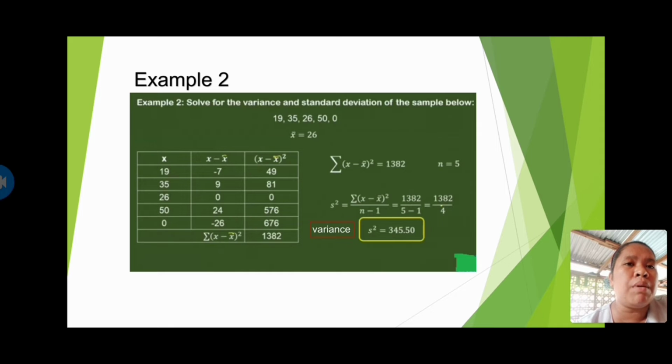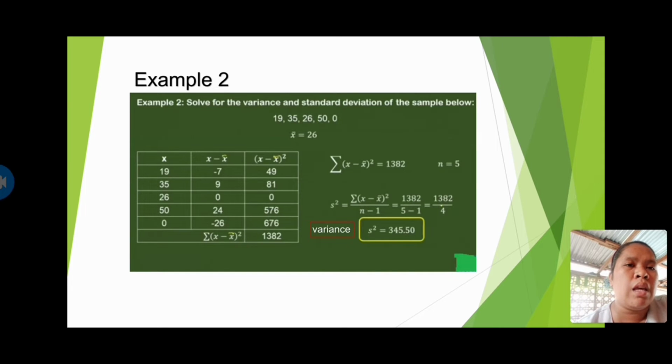Example number 2, solve for the variance and standard deviation of the sample below. We have 19, 35, 26, 50, and 0. So again, the value of our mean here is 26. The same thing we do for example number 1. Let x be 19, 35, 26, 50, and 0. First, we subtract the mean from each x. So we have negative 7, 9, 0, 24, negative 26.